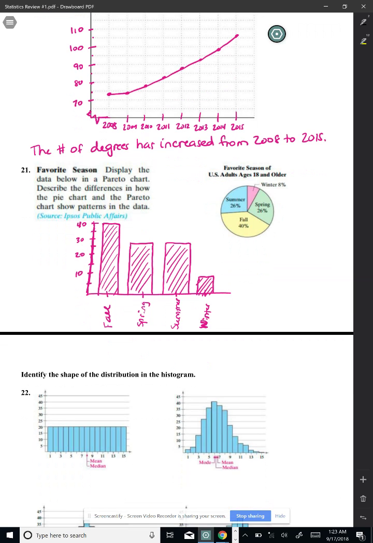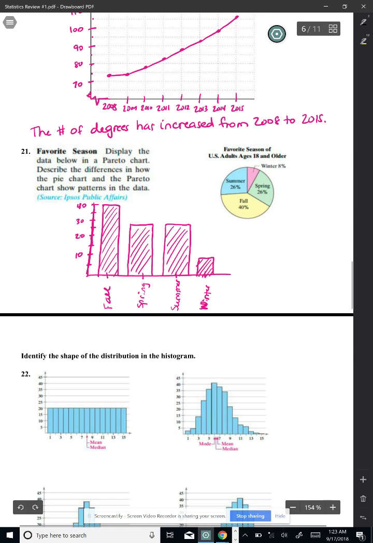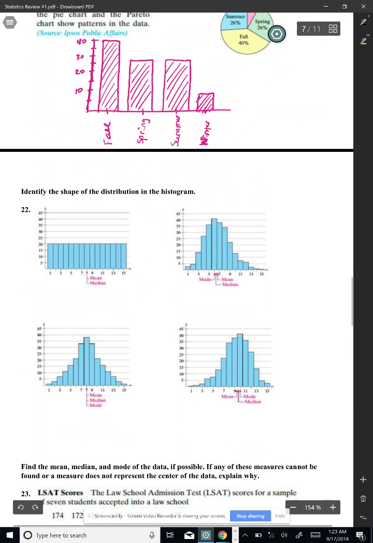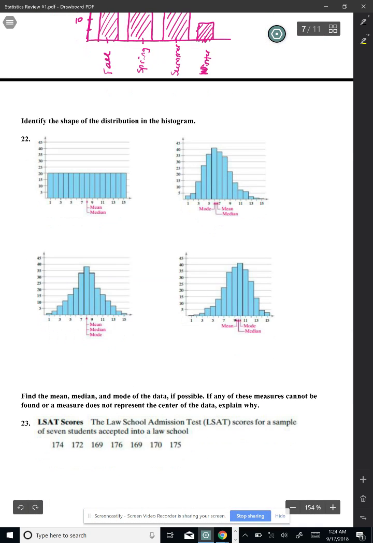And that is your Pareto chart. Notice that it goes from the tallest to the lowest, highest to lowest, and that's how it will always be created. On 22, just identify the shape of the distribution. When they're all the same, all the way across, that is called a uniform distribution.